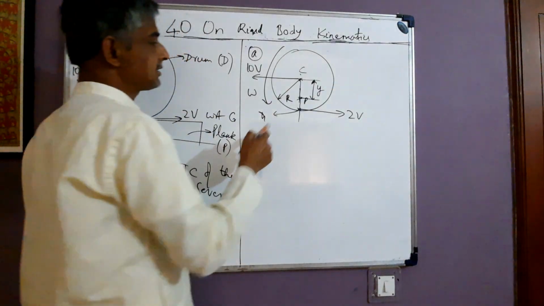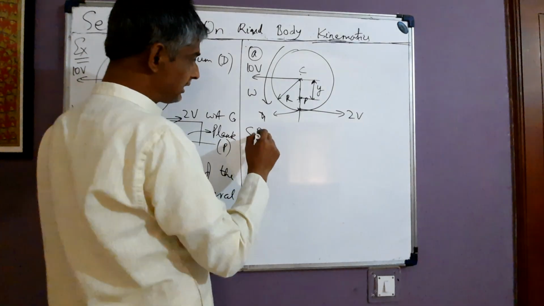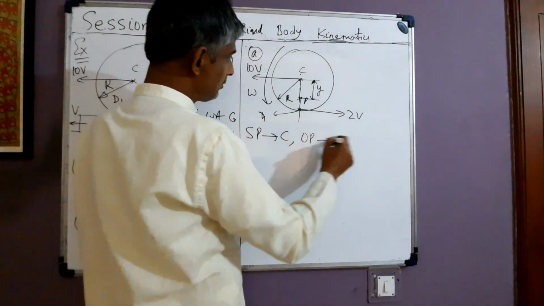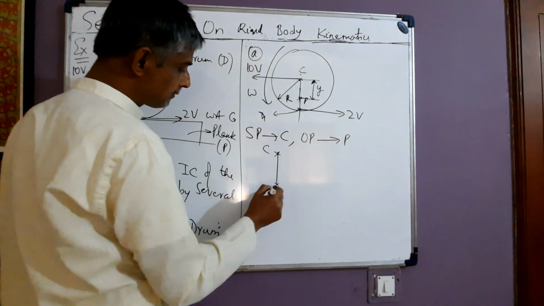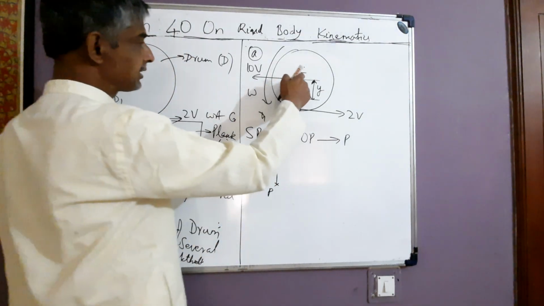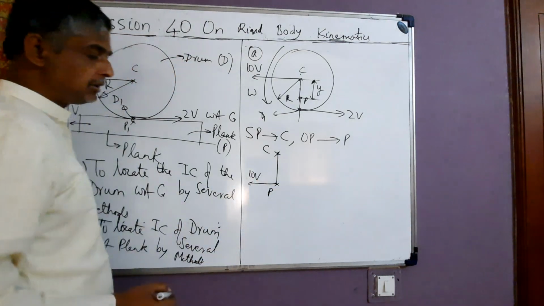Now we apply the SRC procedure for velocity between the point C and P. So SP arrow C, OP arrow P. I draw the line joining C and P. I give the speed of the selected point C to the other point P. So I give 10v to point P.